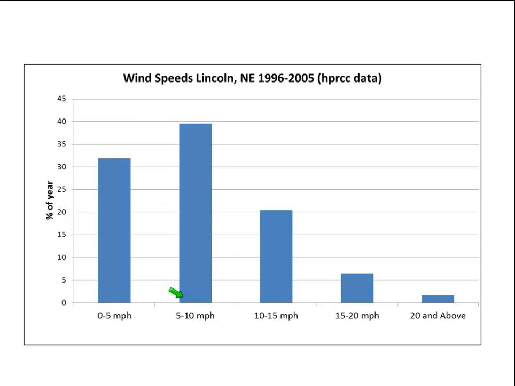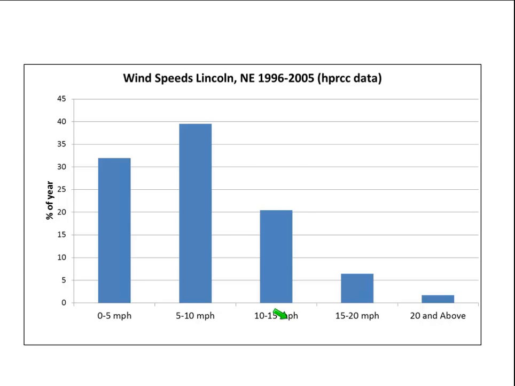So let's actually look at a real one. Here's one for Lincoln, Nebraska. We got this data from the High Plains Climate Center. And we can see that Weibull distribution is actually pretty accurate, where we're seeing almost a bell curve, where very little of the time is it above 20 miles per hour, and, as you can imagine going down here, not much of the time is it 0 miles an hour. And so this is the percent of the year and the miles per hour blocks.